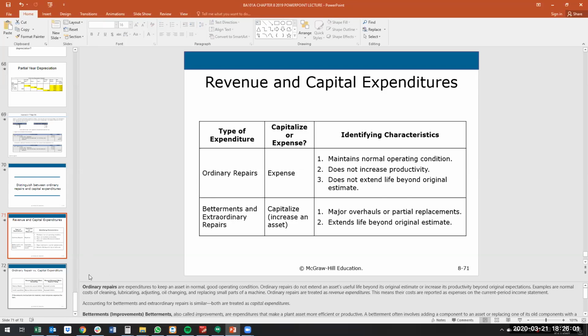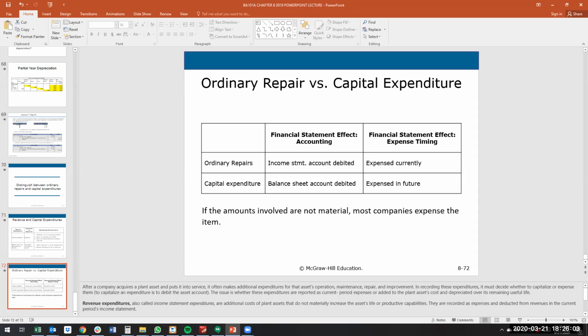And so we might revise our original estimates. I'm not asking you to figure out how to do the revisions. I'm just asking you to understand this. Ordinary repairs are going to be income statement and treated as an expense. And then if it's a capital expenditure, if it's something that really improves the asset over a long time and very clearly improves it, we're going to treat it as an asset and increase the value of the asset in the useful life.